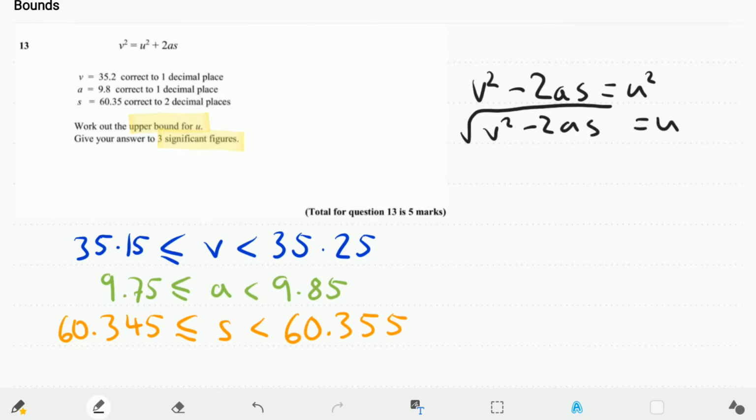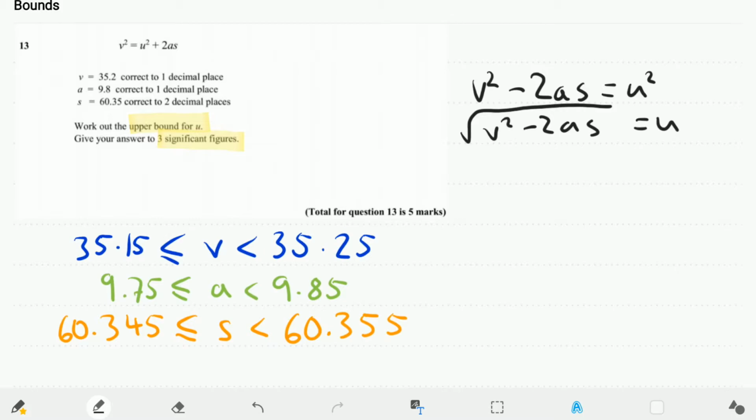And we have to square root it, so that would give us square root of V squared minus 2AS is equal to U. Now the biggest value that our U can take is when everything inside the square root is as big as it can be. But that does not mean we would have the maximum value of V squared and the maximum value of 2AS. Because we are doing subtraction, the way to get this to be the biggest value possible, we would need V squared to be as big as possible and the 2AS to be as small as possible. Because a big number minus a small number will give you a bigger number than having 2 big numbers subtracting from each other.